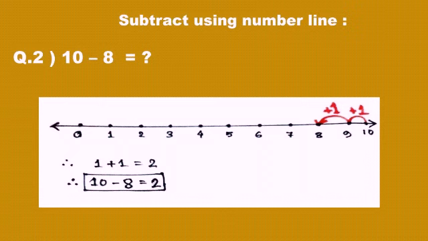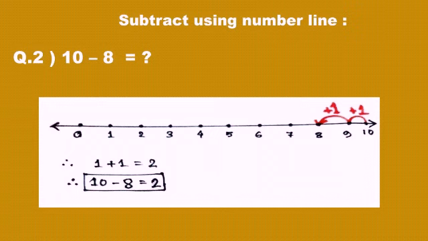First of all, in the second method, what have we learned? We have learned that we have to choose the smaller one first. Here, the smaller one is 8 because we have to subtract 8 from 10. So the smaller one will be 8.